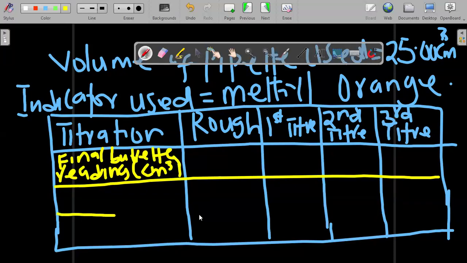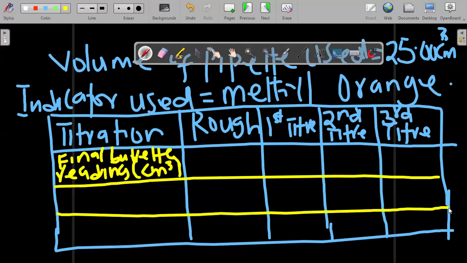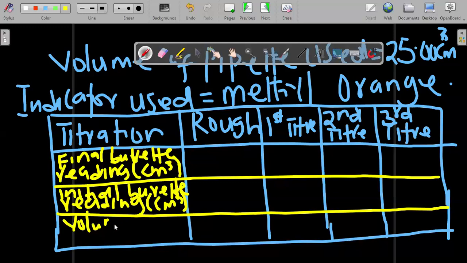You draw another one. This will now start from initial burette reading in cm cube. Okay? Here you now put volume of acid of A. You can write it as A. You can also write it as acid used in cm cube. This is what you must do.